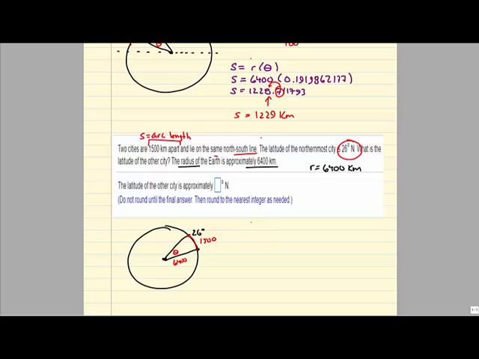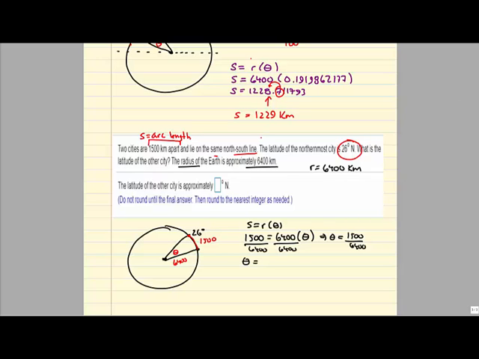Okay, so let's start with S equals R theta. We know S. S was given to us as 1,500. We know R. R was given to us as 6,400. What we don't know right now is this theta. So if we solve for theta, we get theta equals 1,500 over 6,400. And again, that's just dividing both sides through by 6,400. So if we reduce this, I get theta equals 15 divided by 64.